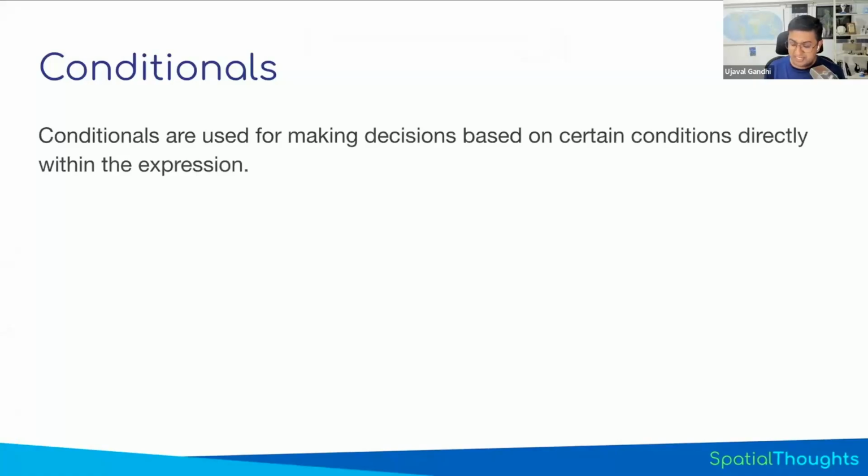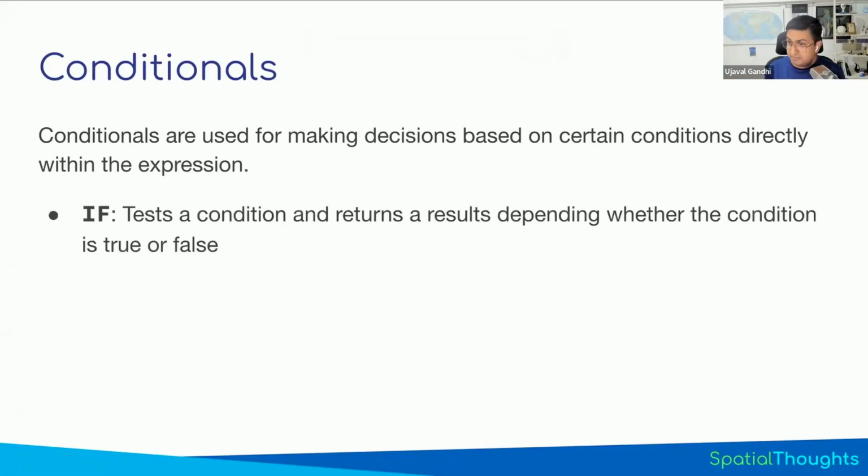Many times when you're writing an expression, you want to say, if the condition is this, do this, or do something else. Most people will be familiar with the if statement. Most programming languages have that. So the expression engine also has an if operator where you can say, if this condition is true, do this. If it's false, do that.